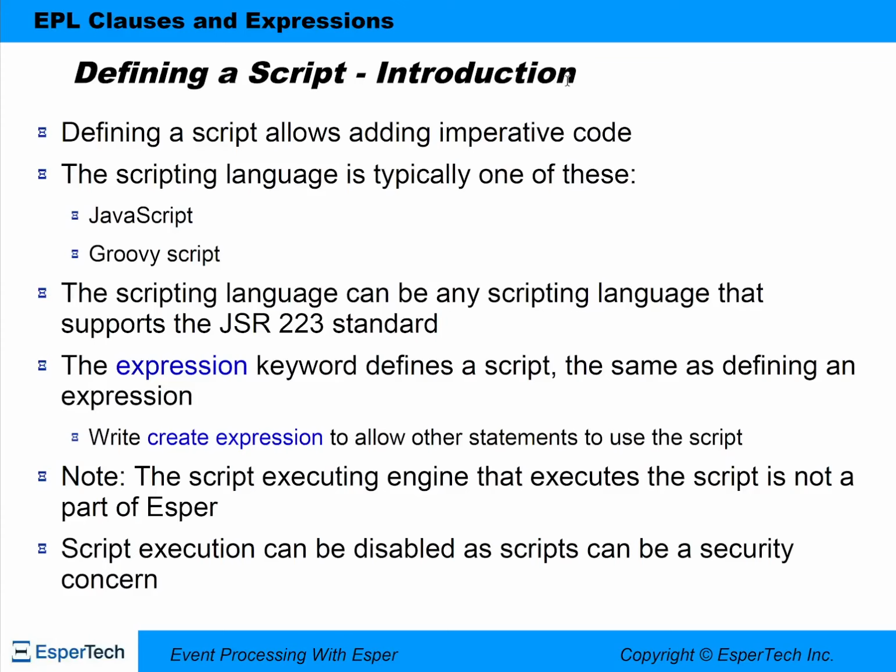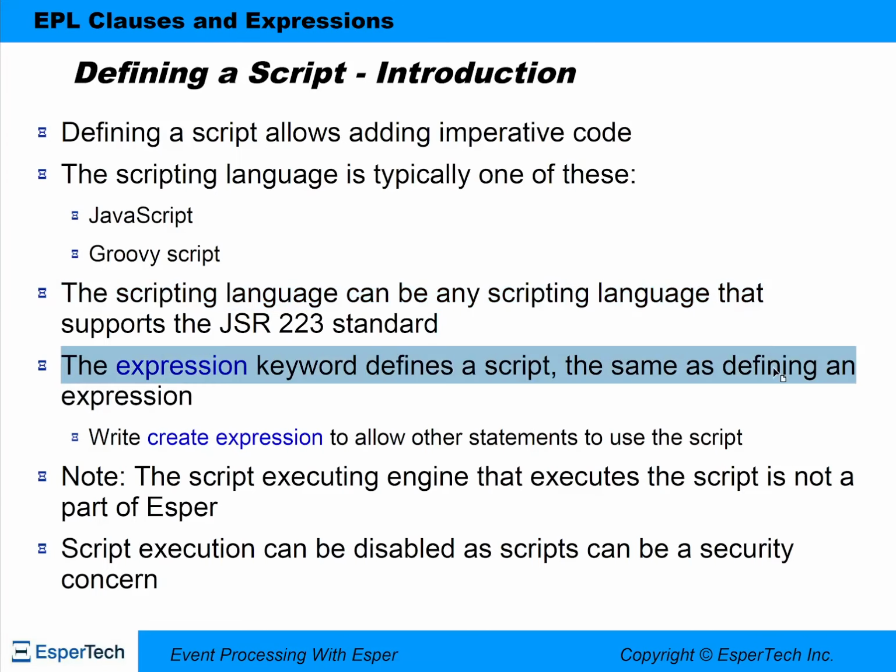This page is an introduction to defining a script. Defining a script allows adding imperative code. The scripting language is typically one of these: JavaScript, GroovyScript. The scripting language can be any scripting language that supports the JSR 223 standard.